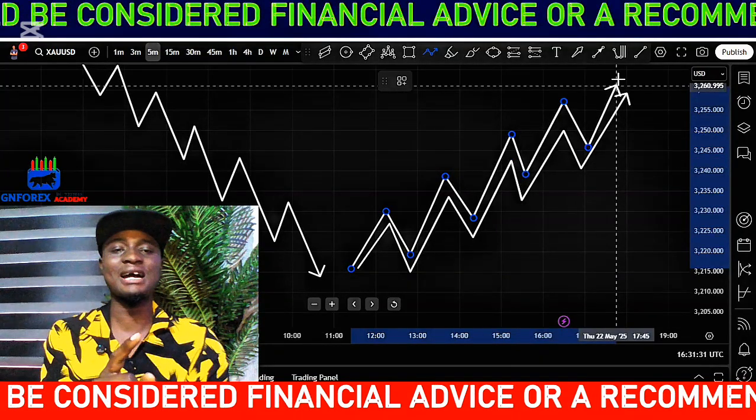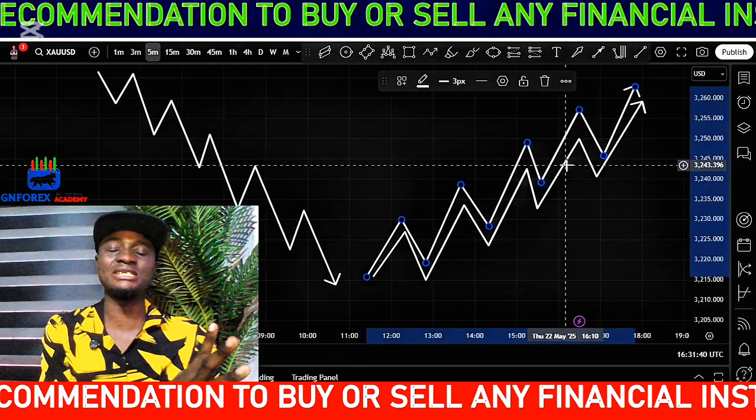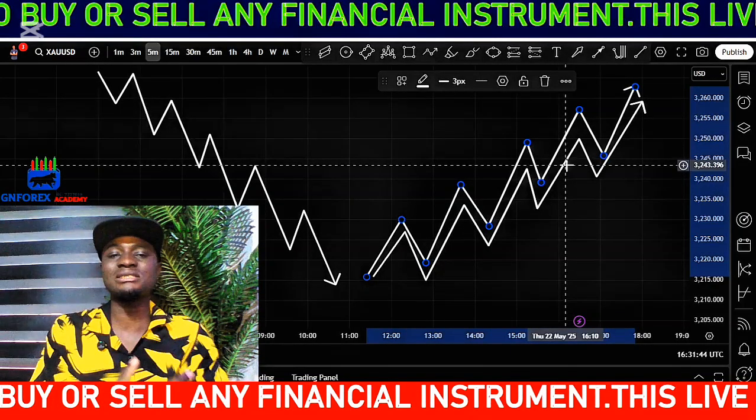Now, just the same way this was giving us a small sell, which is called pullbacks. So those sells in between the uptrend are called pullbacks, or you can also call them retracements. The market actually retraced backward before the continuation of the original direction.